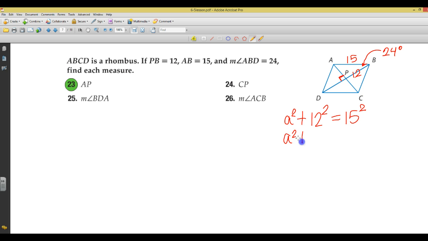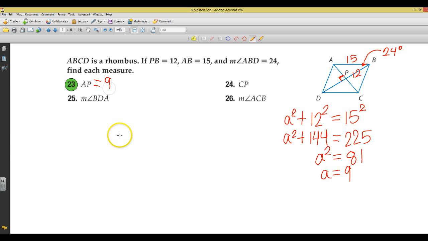So A squared plus 144 is equal to 225, and if I subtract 144 from both sides, I get A squared is equal to 81, and A is equal to 9. So AP will be 9.